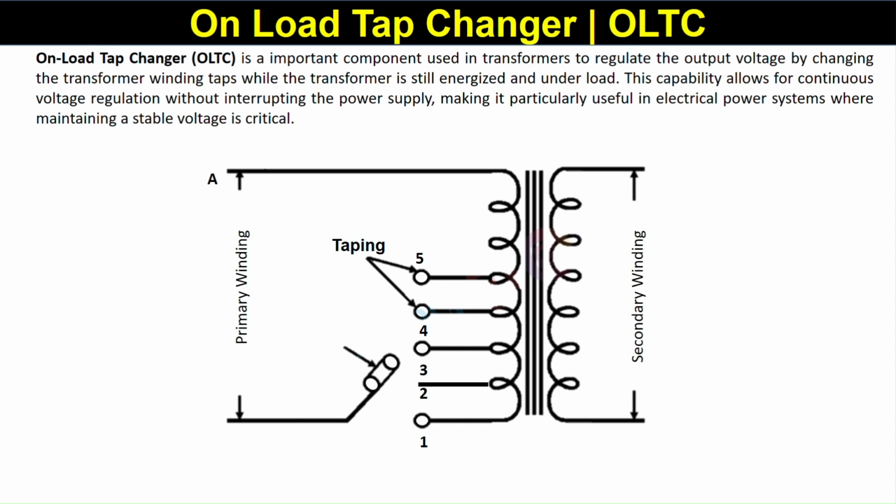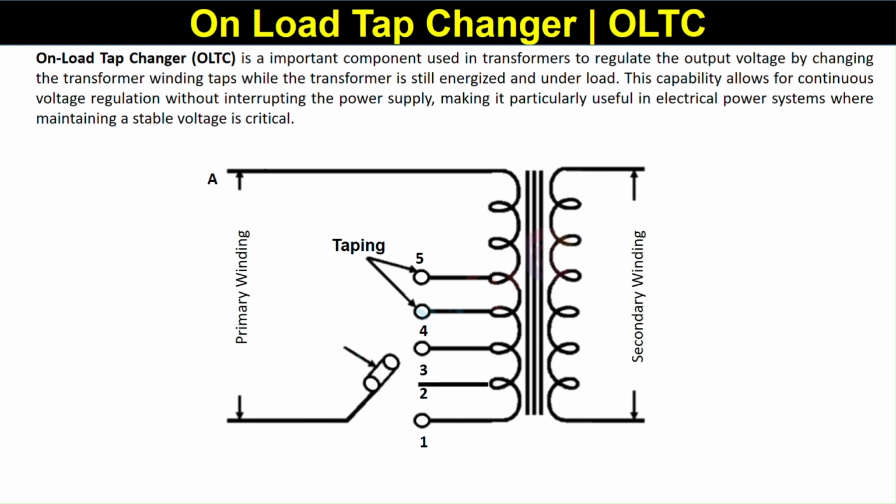I have considered here the distribution transformer, that is a step down transformer, which steps down the voltage from higher voltage to lower voltage. The primary winding is considered the higher voltage side here, and the secondary winding is considered the lower voltage side. I mean that OLTC is always provided on the higher voltage side. That is why I have shown here the OLTC on the primary side.